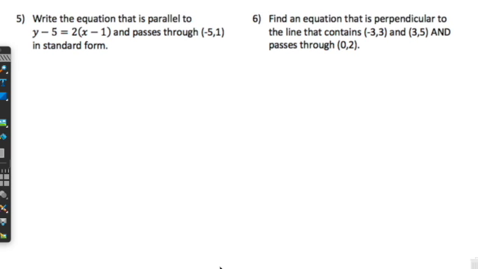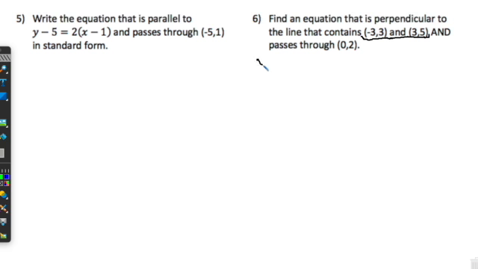Sorry guys, we are experiencing some technical difficulties, but anyways, if you are looking at number 6, find an equation that is perpendicular to the line that contains these 2 points, and it has to pass through 0, 2. So, for anything else, we need a slope and we need a point to write an equation. To find a slope, we're going to use these two because it has to be perpendicular to that line.